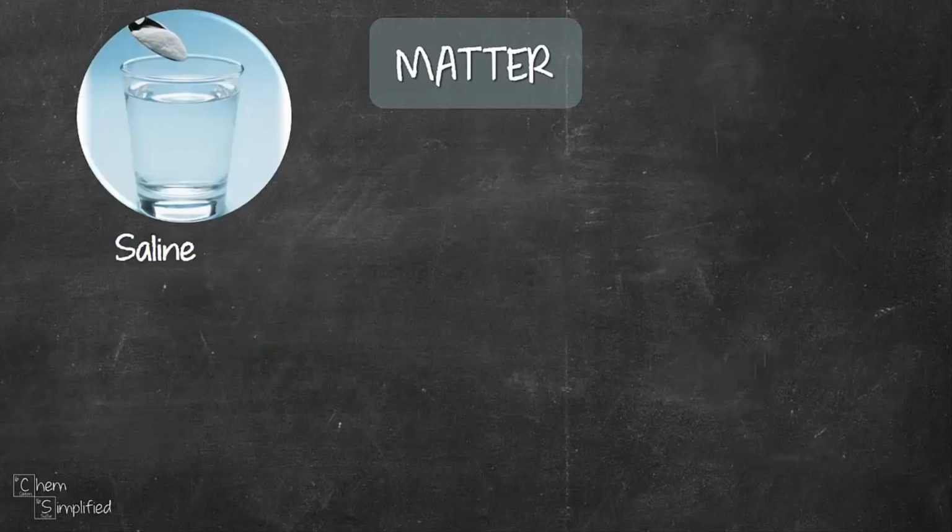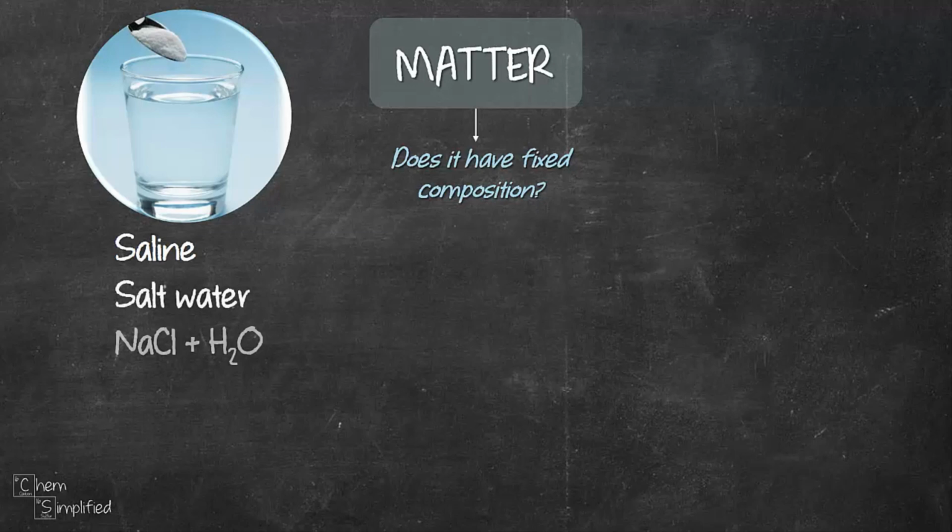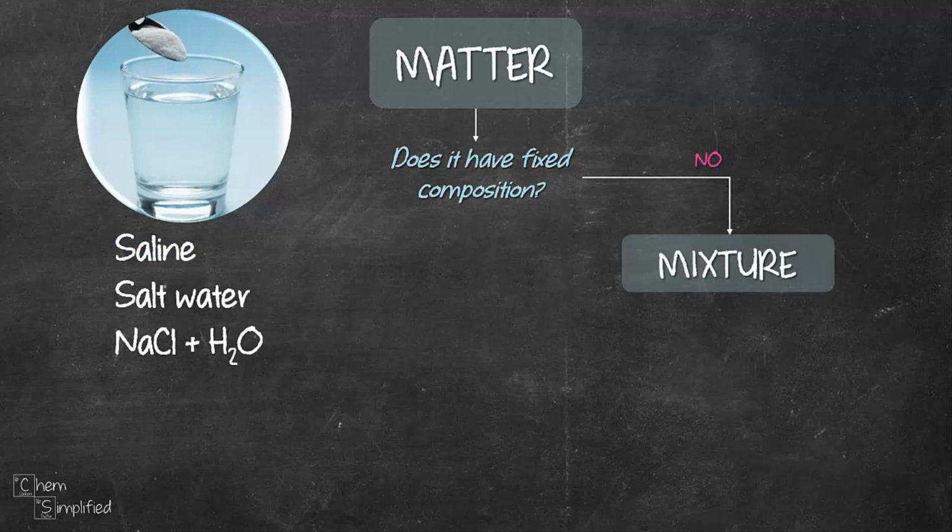Moving on, saline. Does it have a fixed composition? Well, saline is actually salt water. It's a combination of NaCl plus H2O. So there's no exact formula for salt water, meaning salt water that's prepared by one person will differ from another person. So the ratio of NaCl to H2O is not fixed. It varies from person to person or from salt water to salt water. So therefore, it doesn't have a fixed composition. So it's a mixture.